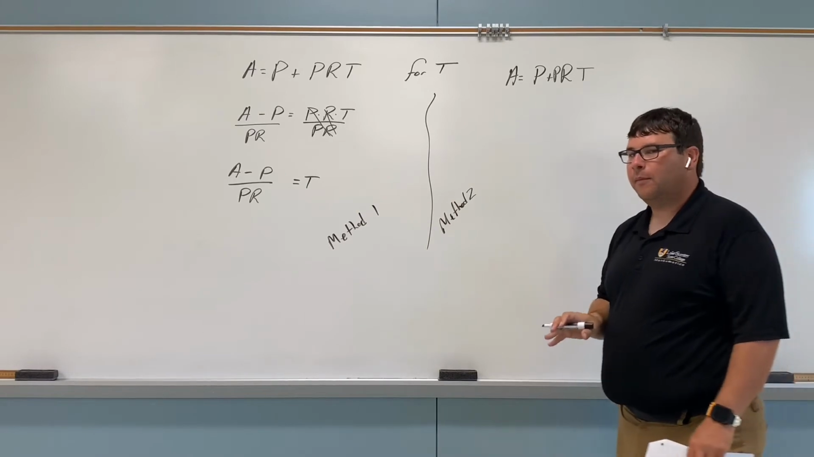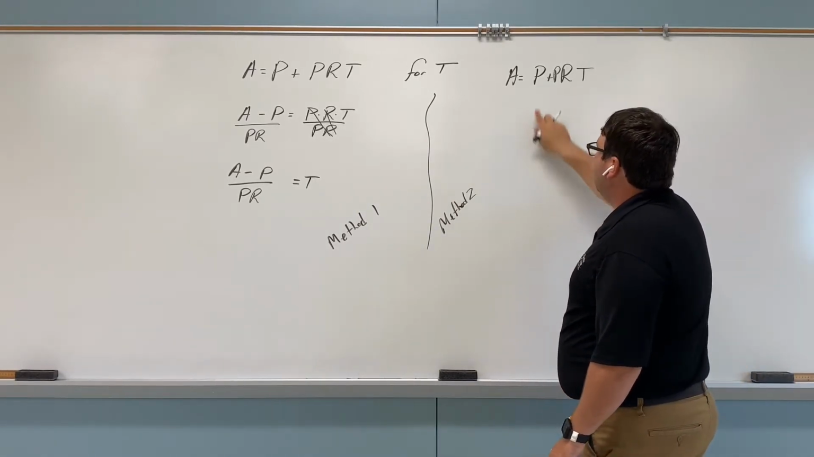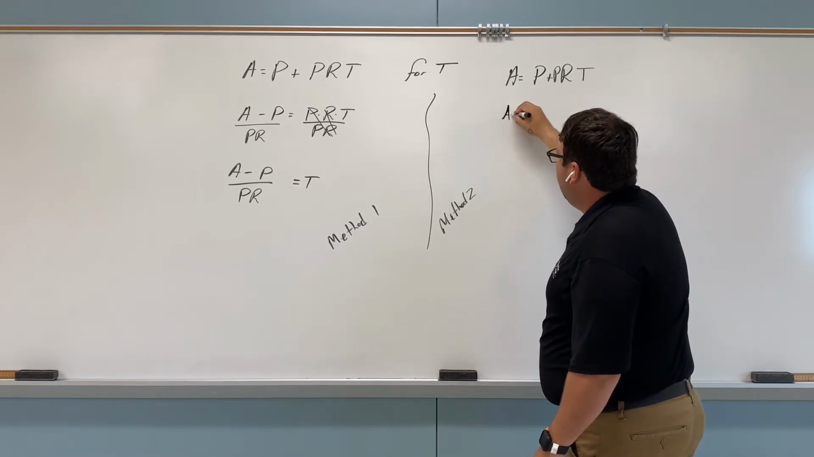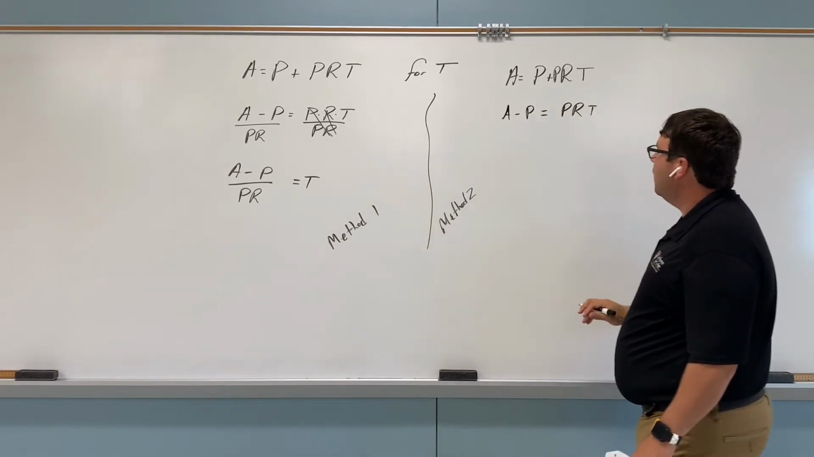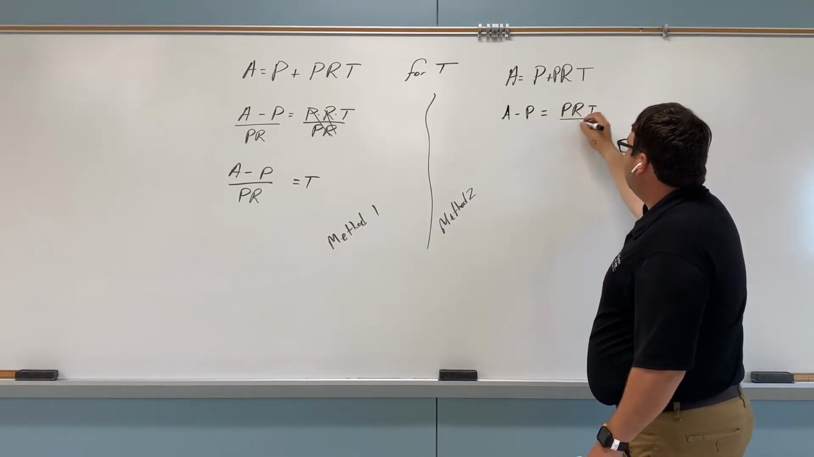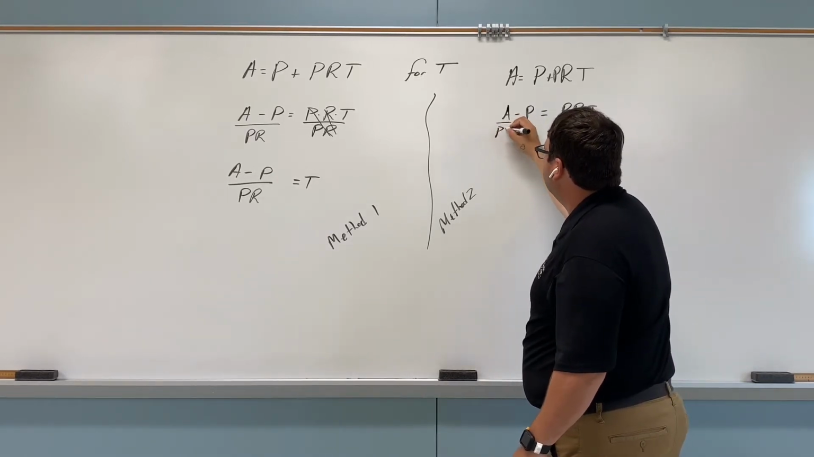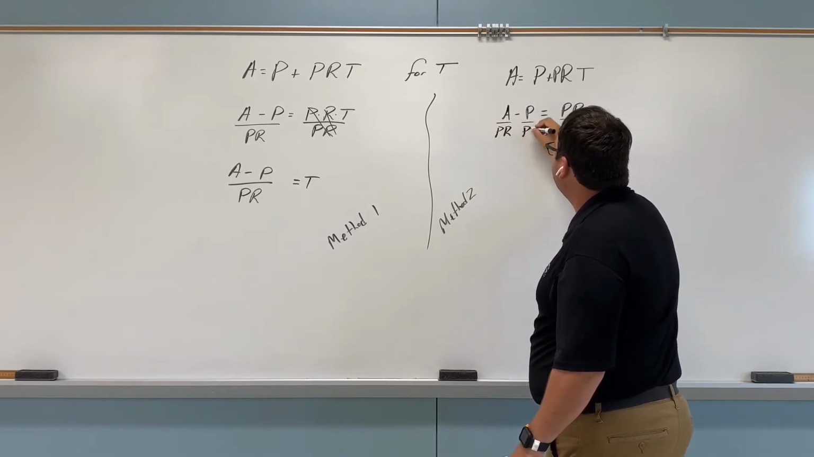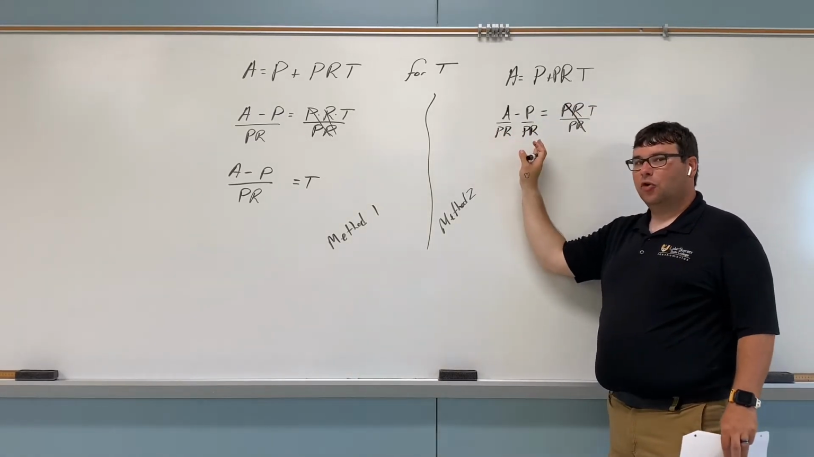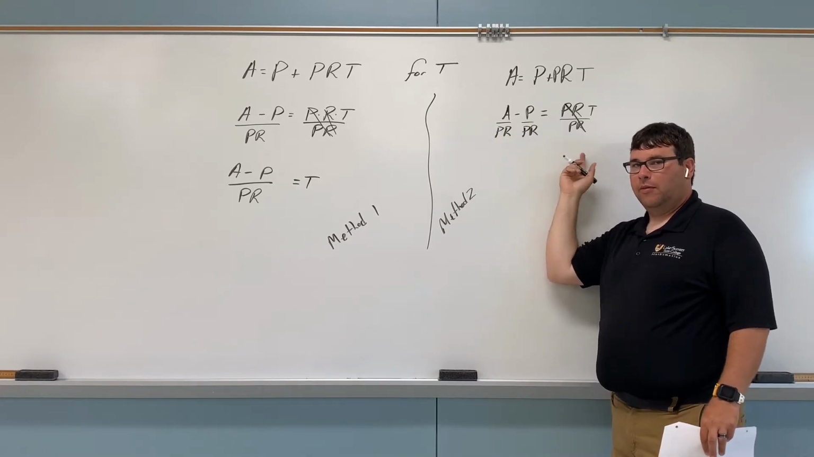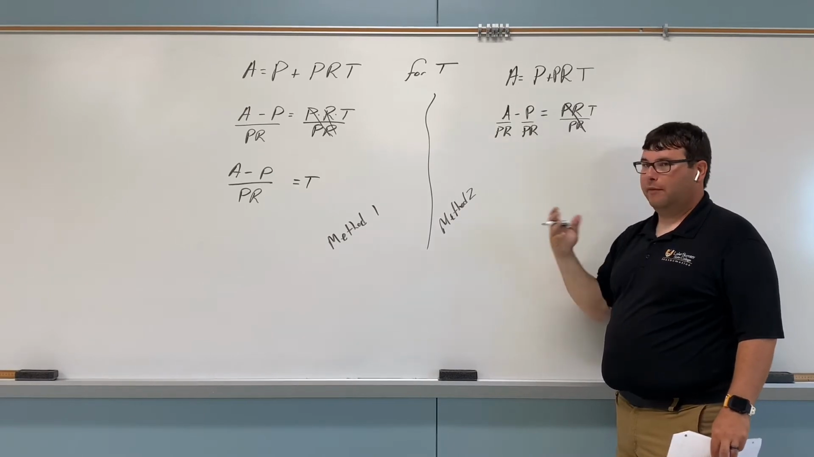It's not really a different method, but it's a slight variation. As I'm solving, again, I have to move that P over, so I have A minus P is equal to PRT. What you may notice some people do, and this is true in textbooks, it's true in just practice, it just depends. But what they may do is they may divide each term by what this value is. In this case, it's PR. So we're going to divide each term on both sides by PR.